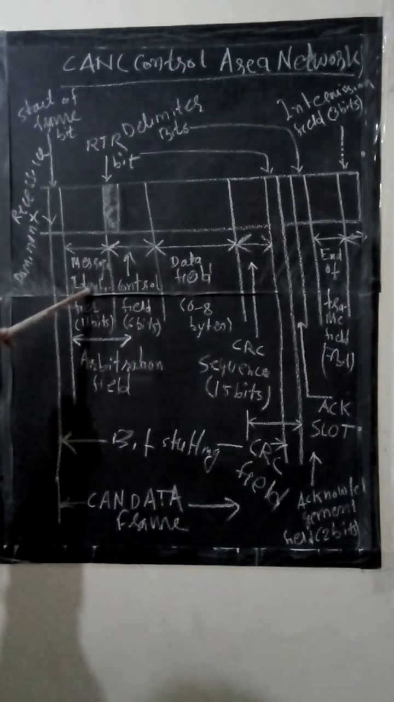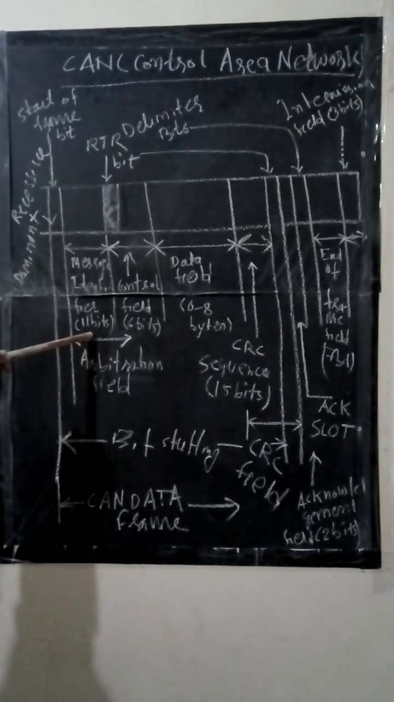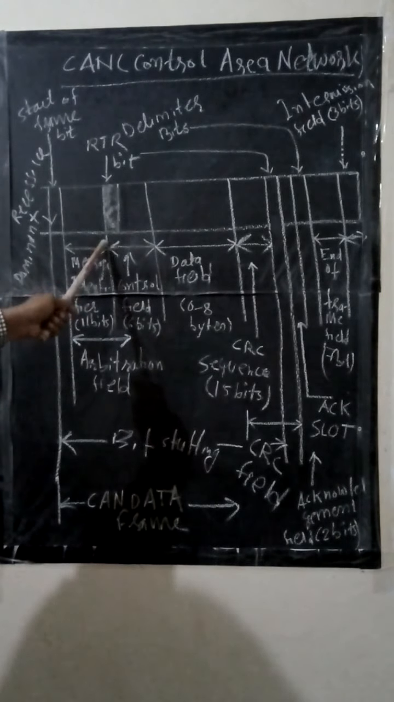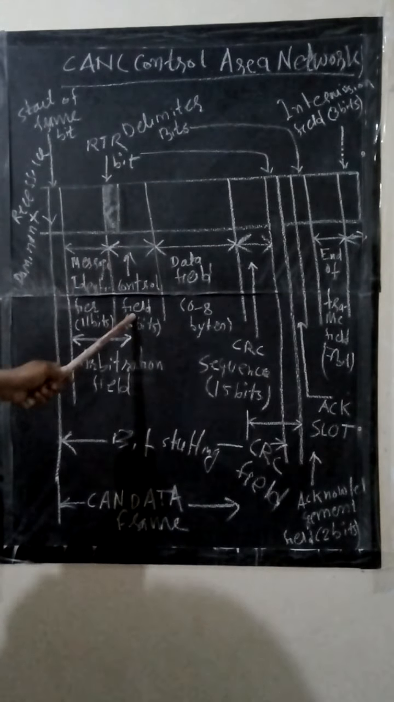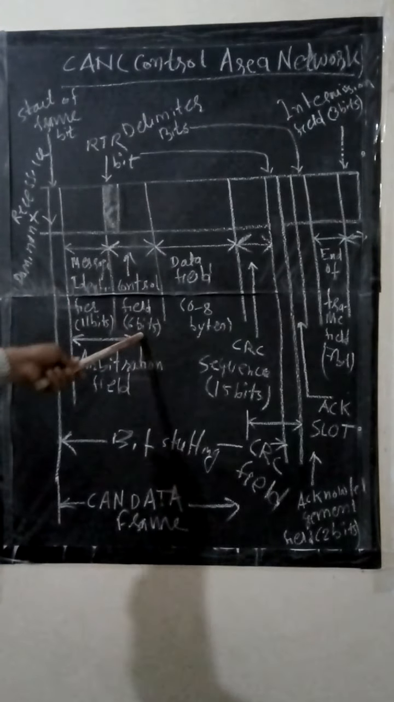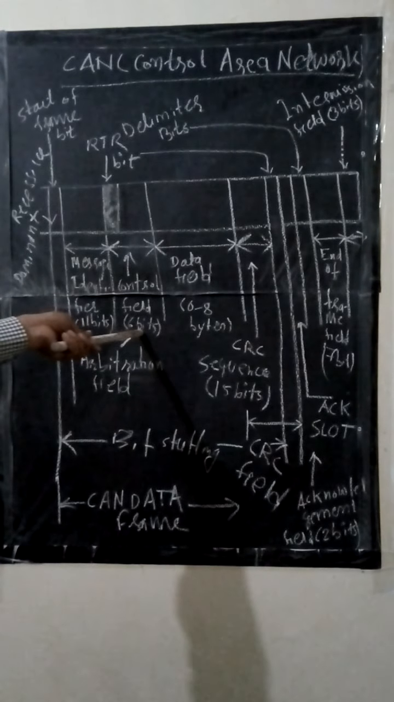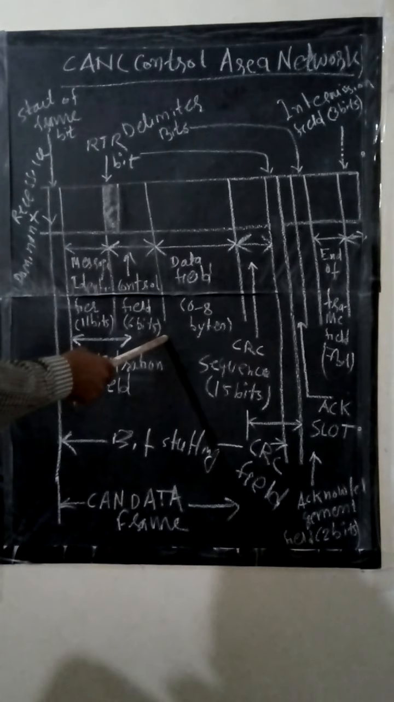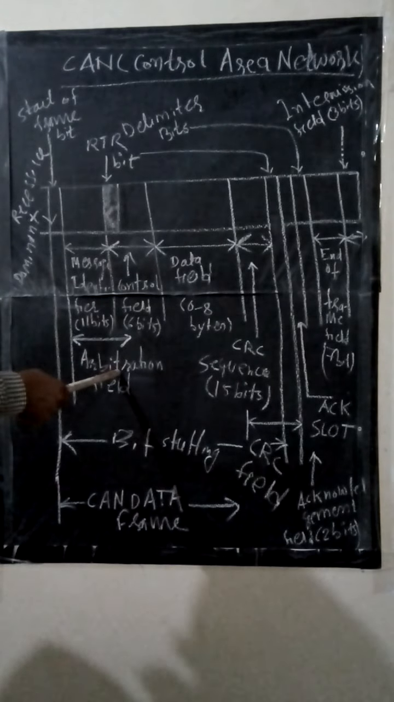What does this message identifier do? How many bits does it consist of? 11 bits. Okay. From this point to this point, this is the control field, which consists of 6 bits, and from this point to this point, it is called an arbitration field.